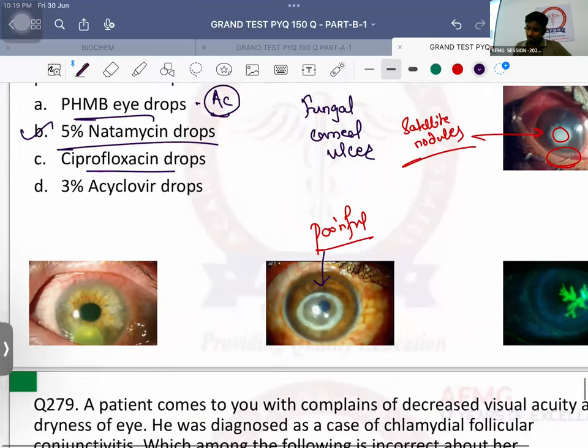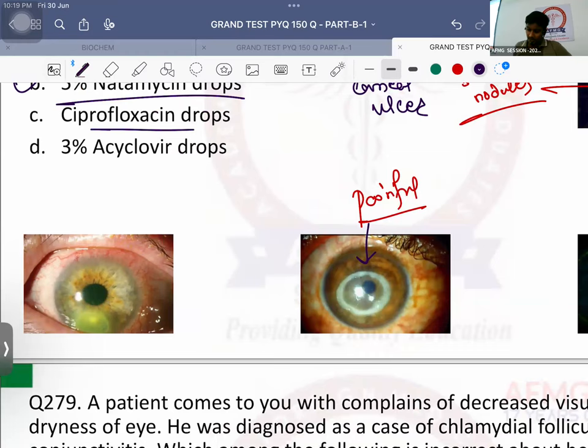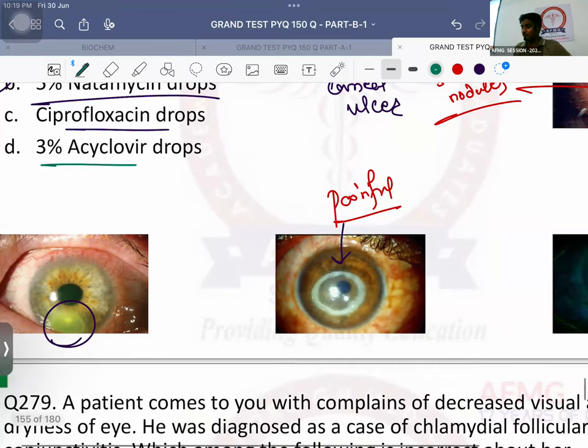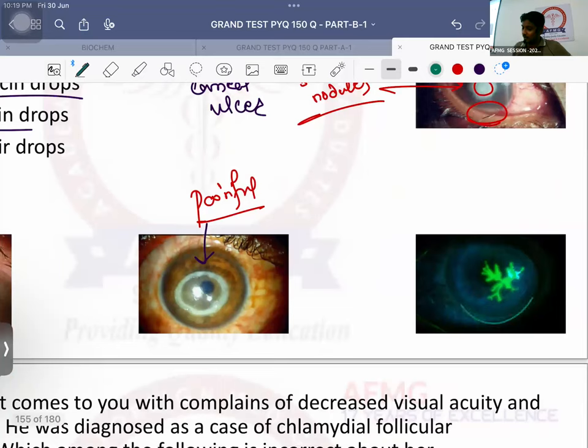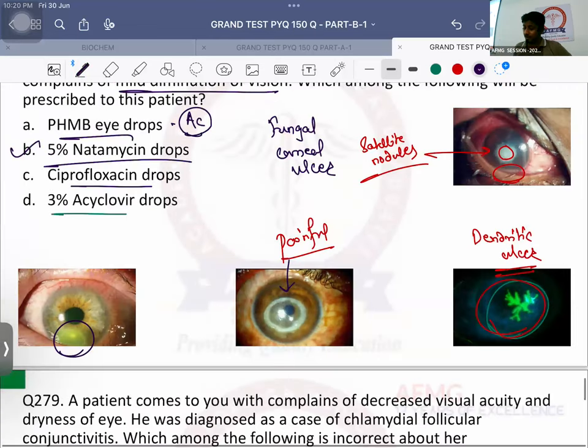They can be used for bacterial corneal ulcer, and bacterial corneal ulcer can be caused by Staph aureus and Pseudomonas. 3% acyclovir drops will be used for viral ulcer and viral keratitis. Here is a question for your exam. It is usually seen in dendritic ulcer. So viral ulcer will have a dendrite-like feature. Therefore, it is called a dendritic ulcer. Drug of choice is 3% acyclovir drop.